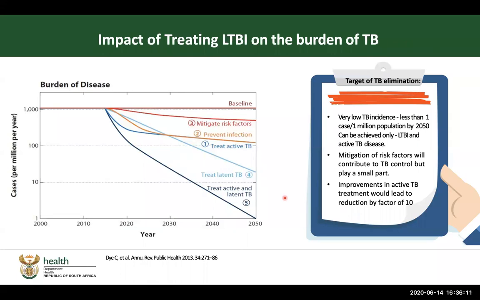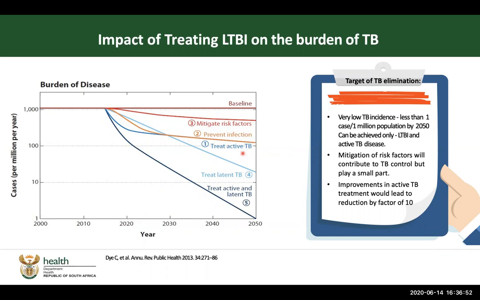Our goal is to end TB. That is the ultimate goal, to end TB. And we believe that it's actually possible. So if you look at this graphical presentation, it shows that if we only focus on mitigating risk factors, for example, just dealing with HIV and neglecting TB, or if we only implement prevention interventions, or only focus on treating TB cases that are symptomatic and active, we might not get far, right?